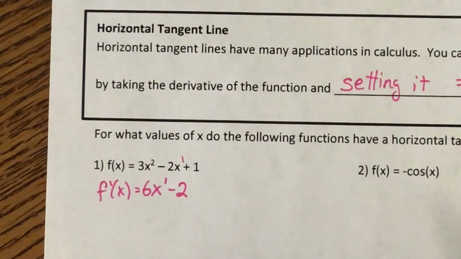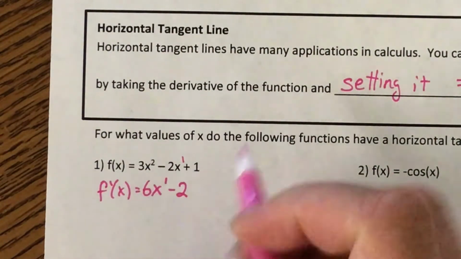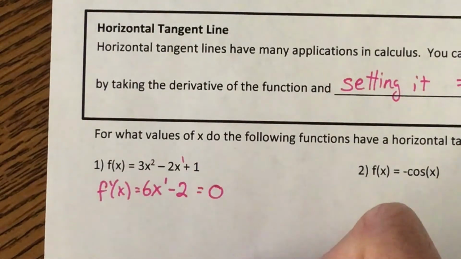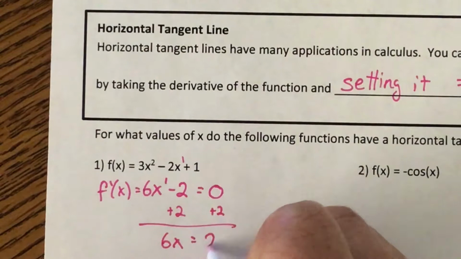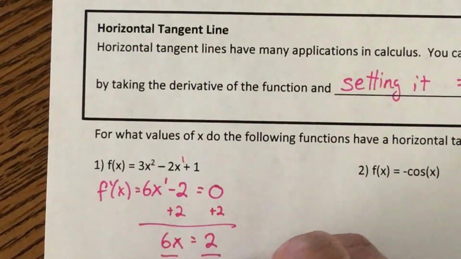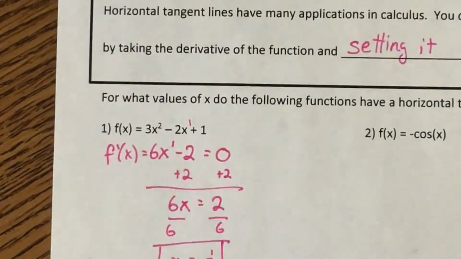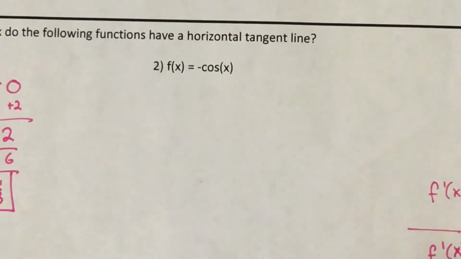Well, the question is, where does the function have a horizontal tangent line? Horizontal tangent lines happen where slope equals 0. So you can put that equals 0 over here or over here. It doesn't really matter. But then you just solve for x. So we're going to add 2 to both sides. 6x equals 2. And then divide both sides by 6 and get x equals 1/3. So at x equals 1/3, you would have a horizontal tangent line for f of x.